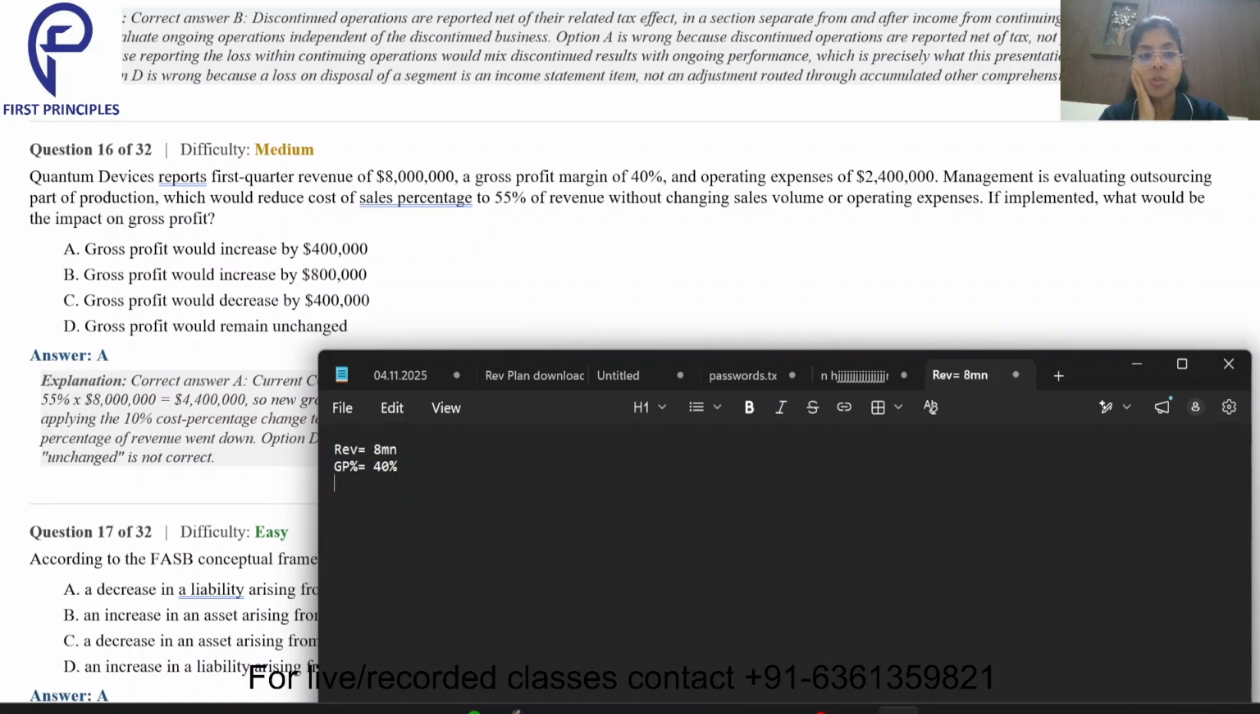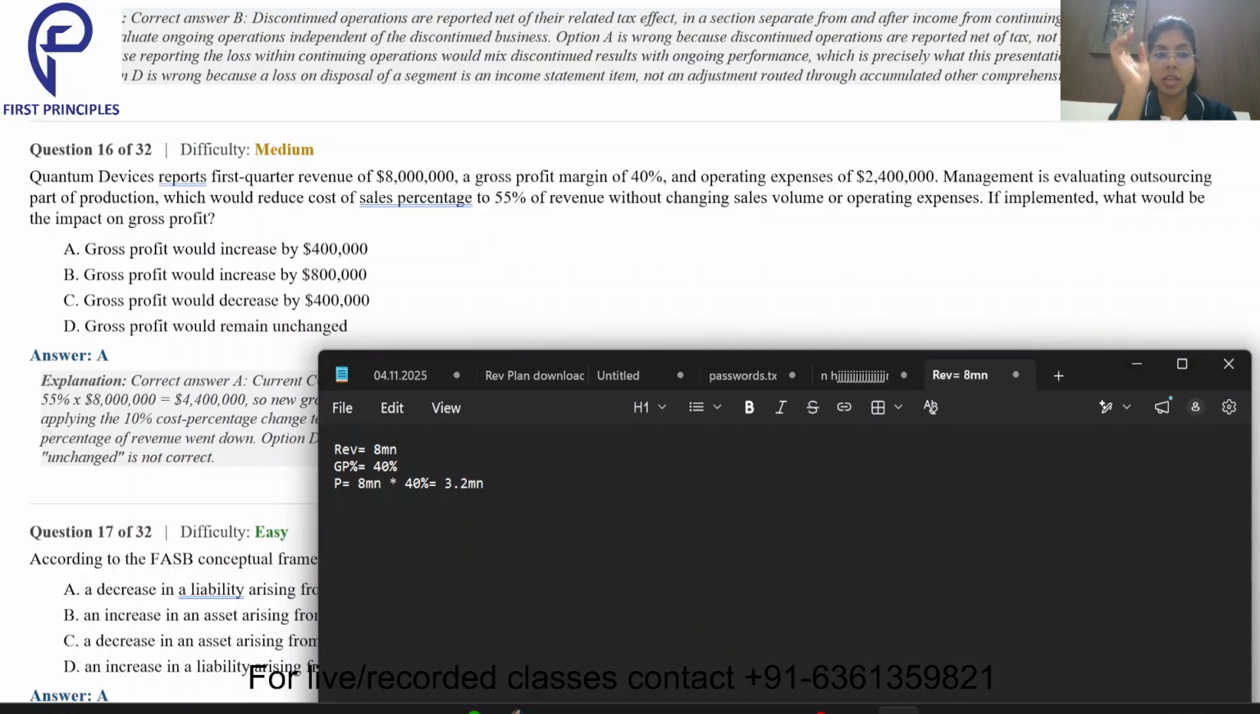Management is evaluating outsourcing part of production, which would reduce the cost of sales percentage to 55% of revenue without changing the sales volume or operating expense. Now the question is asking what would be the impact on gross profit. So first of all, before any outsourcing, what is the profit? Profit will be 8 million into 40%, which will be 3.2 million. If you do the calculation, you will get the same answer.